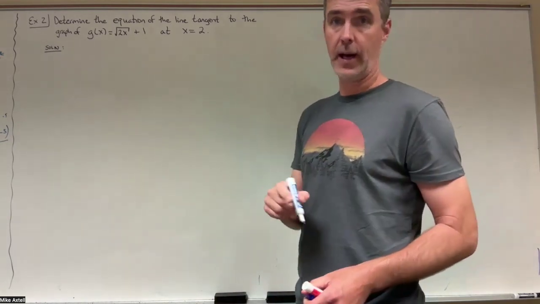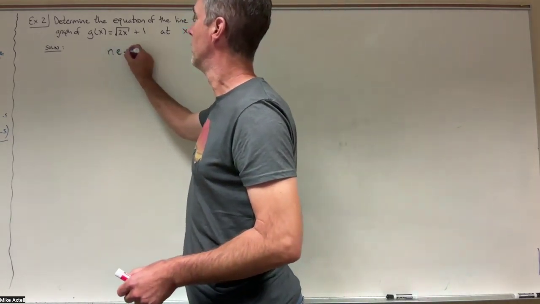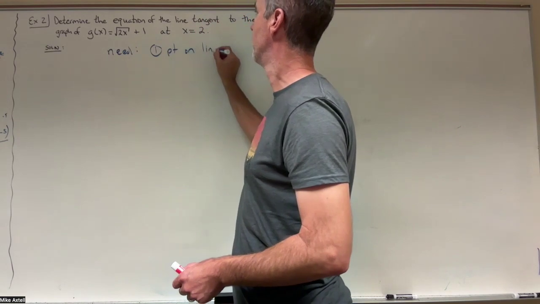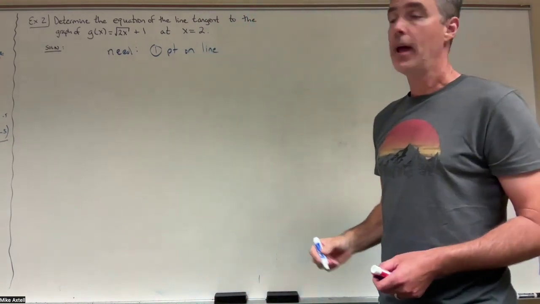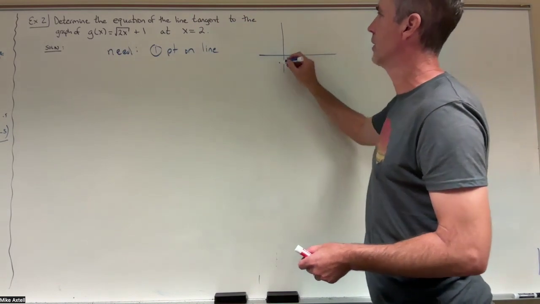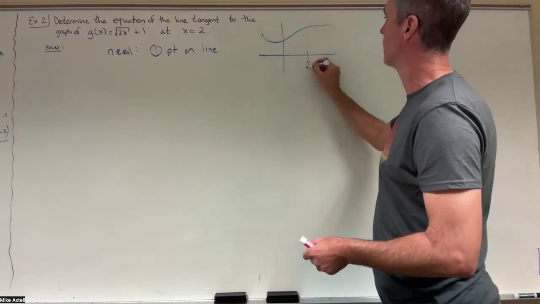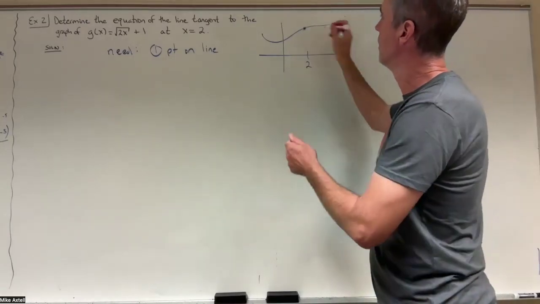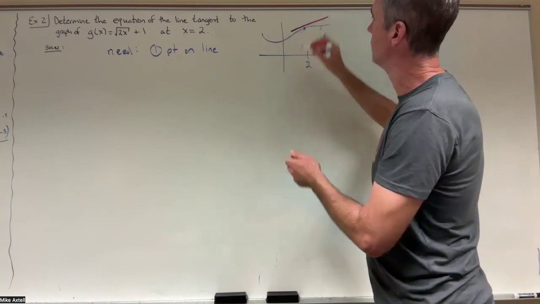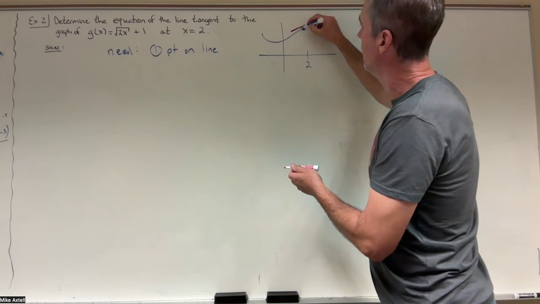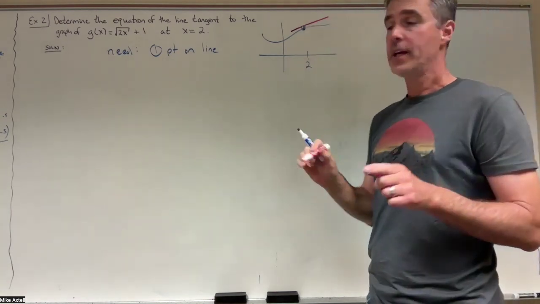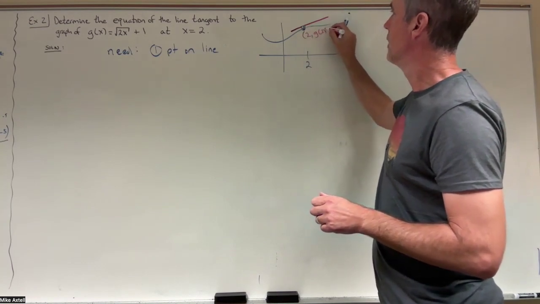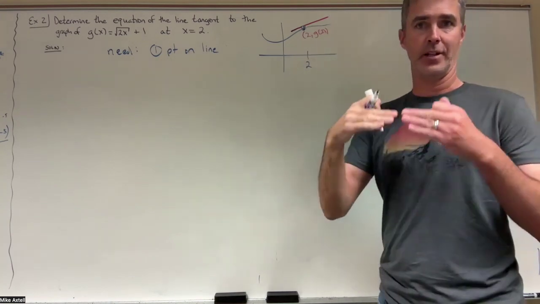To get the equation of a line, I need two things. Number one, I need a point on the line. And I don't know what this graph looks like, but let's just say it looks like that. And there's x equals 2. The tangent line touches the graph at 2 and then just sort of glances off. Kind of glances off there. But I know the tangent line touches the graph at 2. So 2 comma g of 2 is on the graph of g and the tangent line hits it.